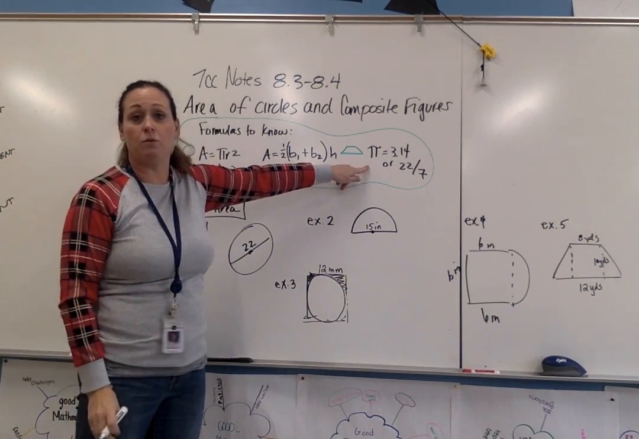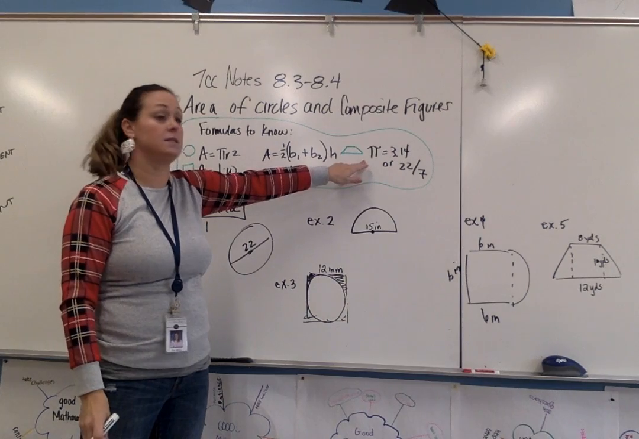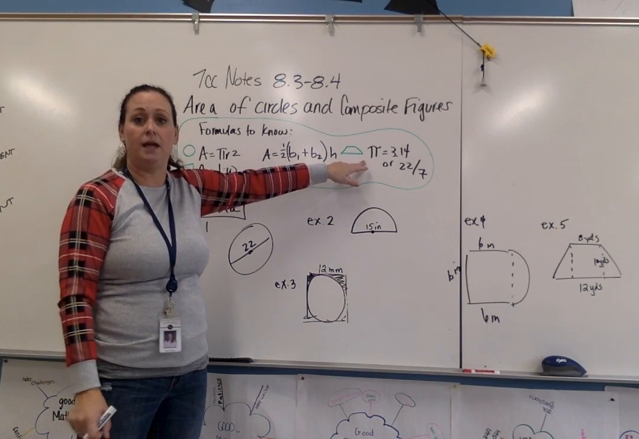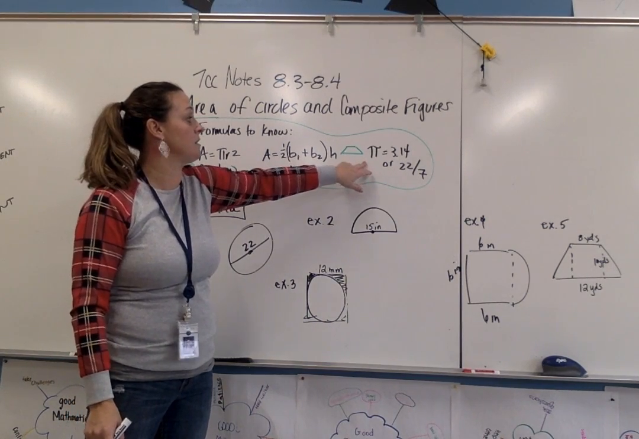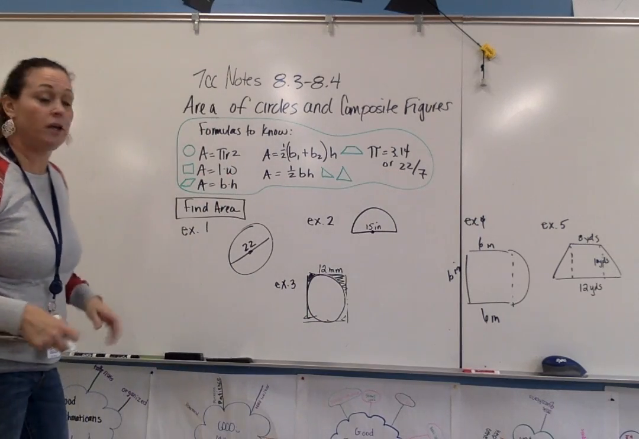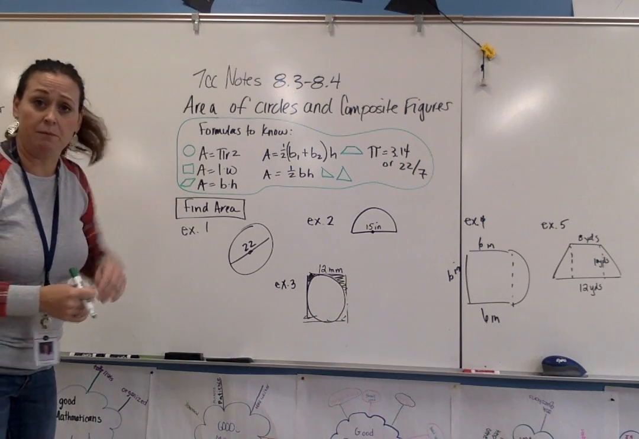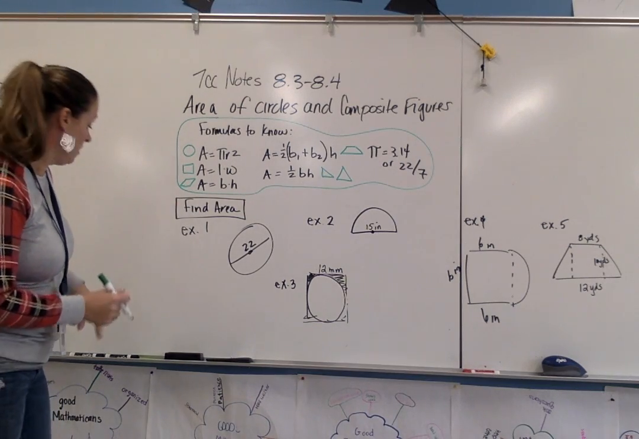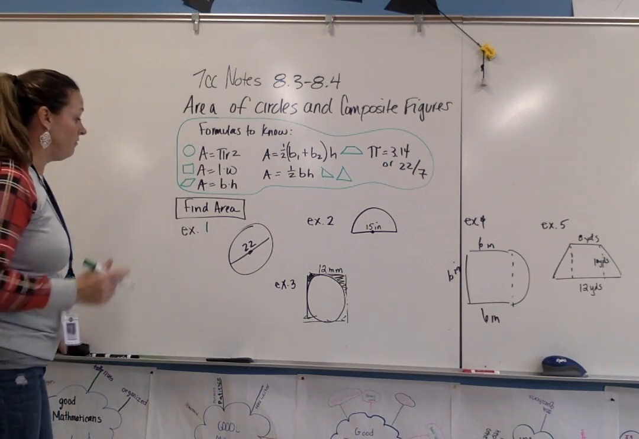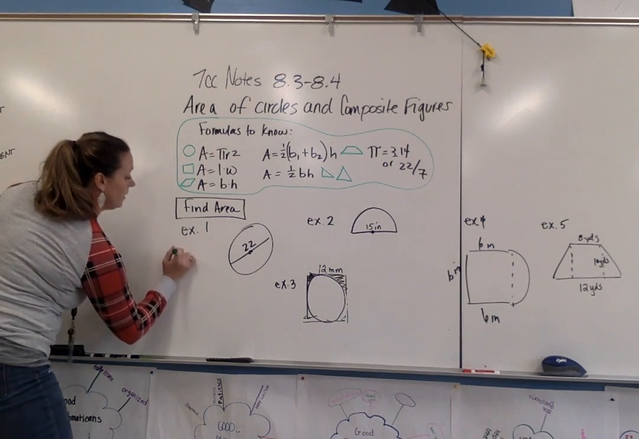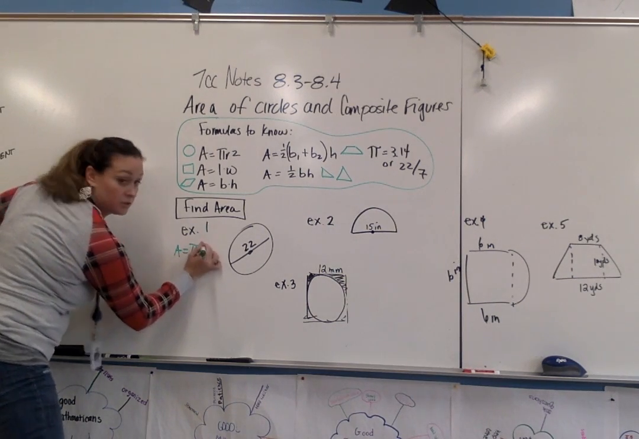We're still going to be using 3.14 for pi because we want to be consistent as we find answers so we all get the same thing. 22/7 is a little more accurate, but we're still going to stick with 3.14. In all 5 examples, we're going to be finding the area. In example 1, we are going to find the area of a circle. We start with area equals pi r squared.